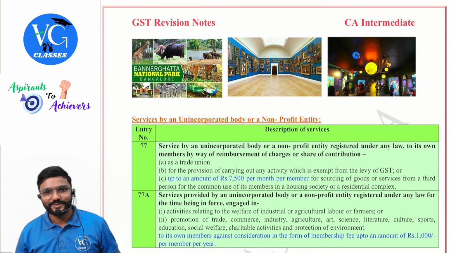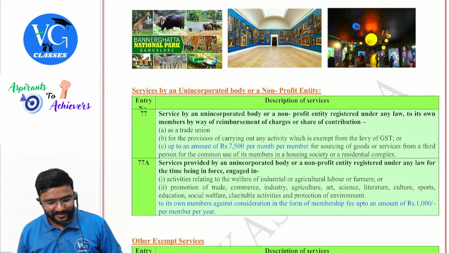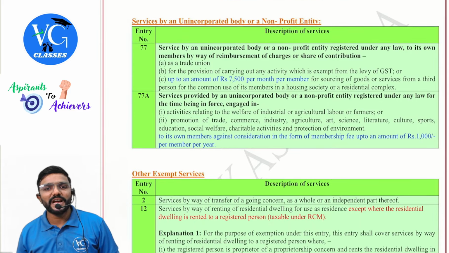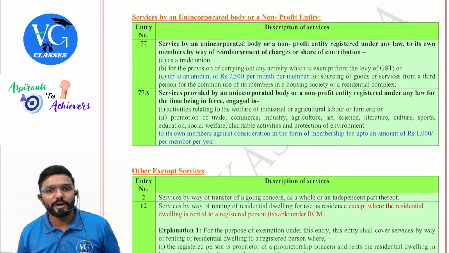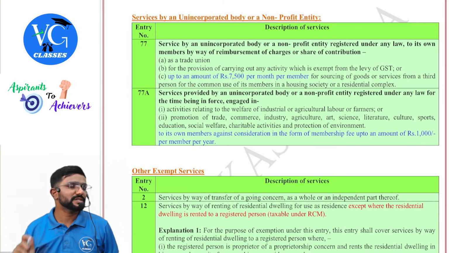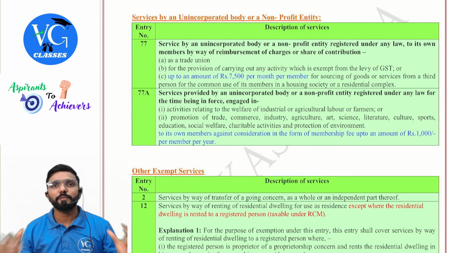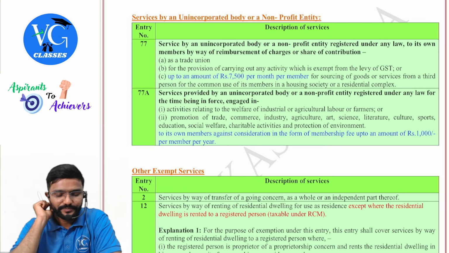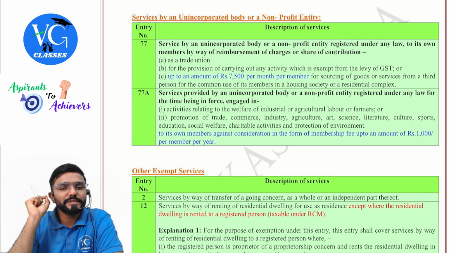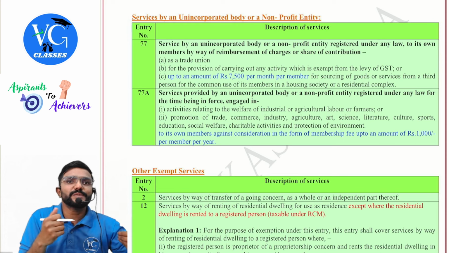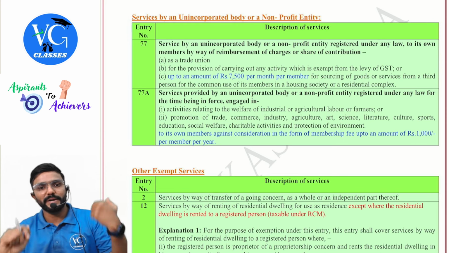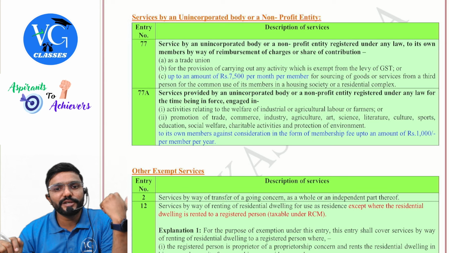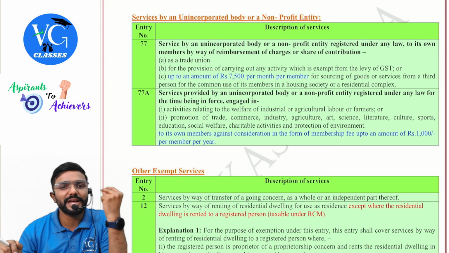Bannerghetta National Park. Okay, planetarium and all. Yes. Services by an unincorporated body or a non-profit entity. So the supplier is an unincorporated body or non-profit entity, guys. Entry number 77. Service by an unincorporated body or non-profit entity registered under any law to its own members. So this body is providing services to their own members, by way of reimbursement of charges or share of contribution as a trade union.